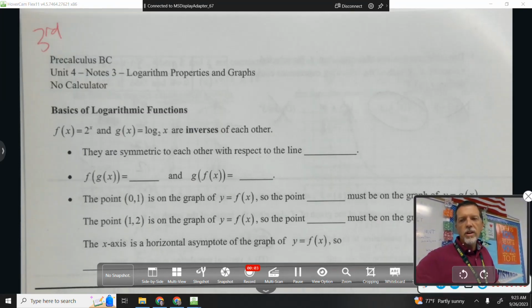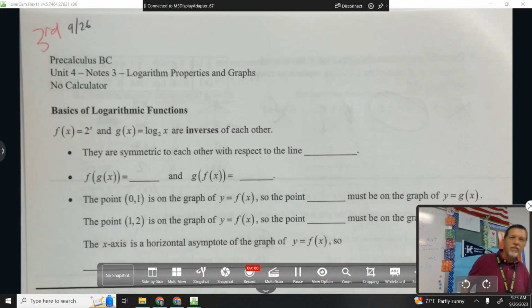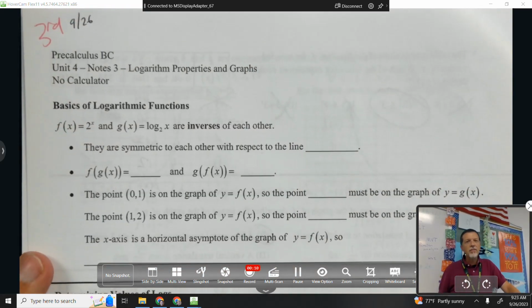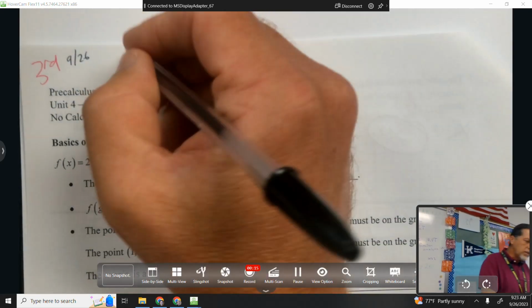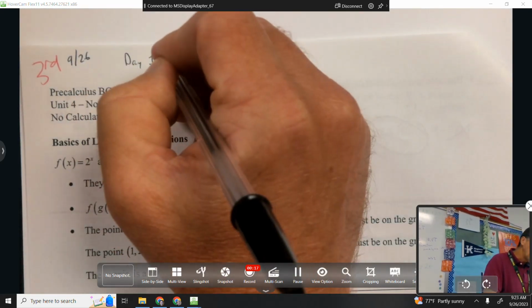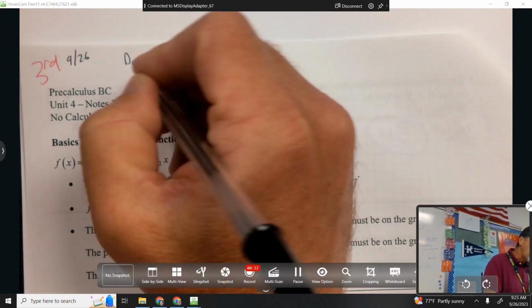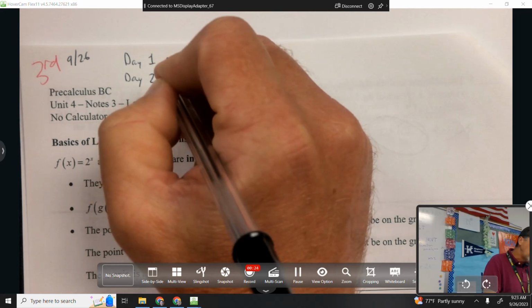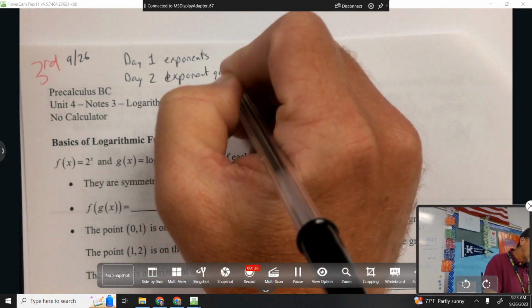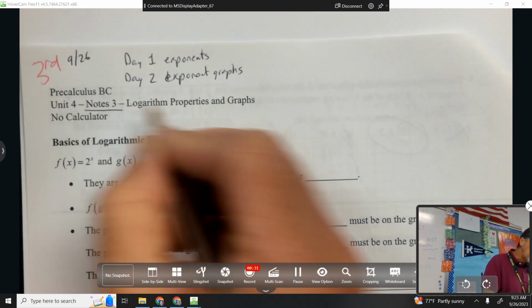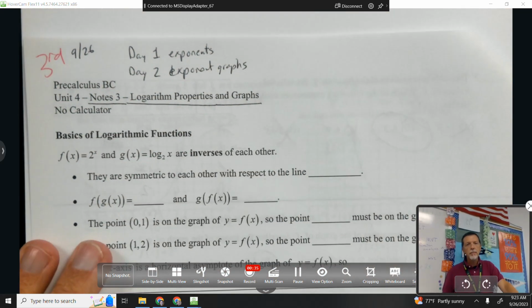Unit 4, Day 3, September 26th, if you missed that day and are trying to keep up at home. So Day 1 was exponent properties. It's kind of a brief review here. Exponents and their properties. Day 2 was exponent graphs. And now Day 3 is log properties and graphs. So kind of put them together today.